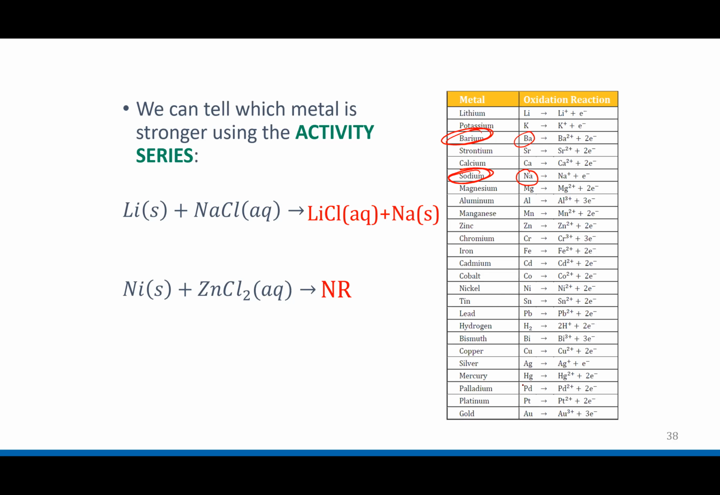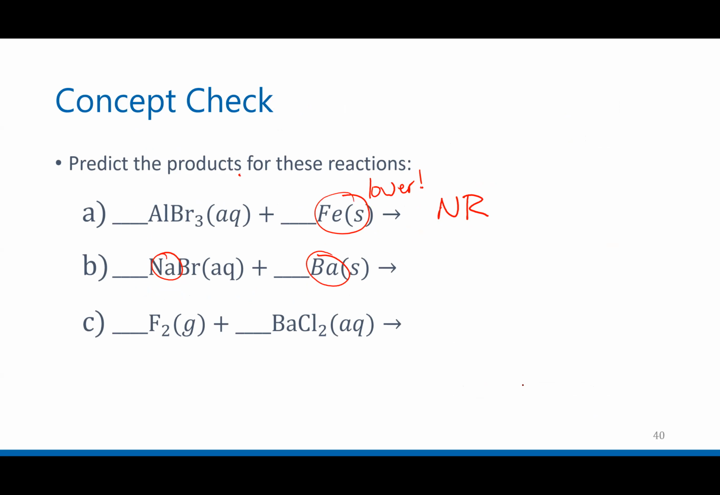Barium is obviously higher on the list. So barium versus sodium, barium is higher. Barium wins, so barium will kick out sodium. So that means I'm going to have a compound of barium and bromine, and sodium by itself. Now I'm going to make a mistake here. I'm going to write barium and bromine together. That's not correct yet, but I will write the sodium over here all by himself.